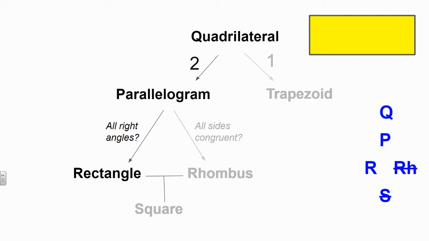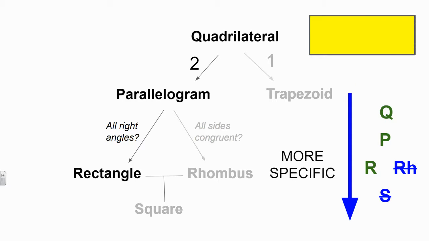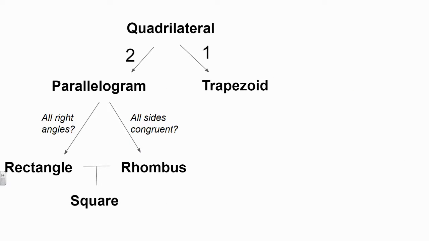So if you take a look at what attributes this particular shape had, it was a quadrilateral, it was a parallelogram, and it was a rectangle. And again, the further down we go, the more specific the name is. So you could tell me all 3 of those names for the shape and you'd be correct. But the most specific, the best name would be the one furthest down, which would be in this case, the rectangle.